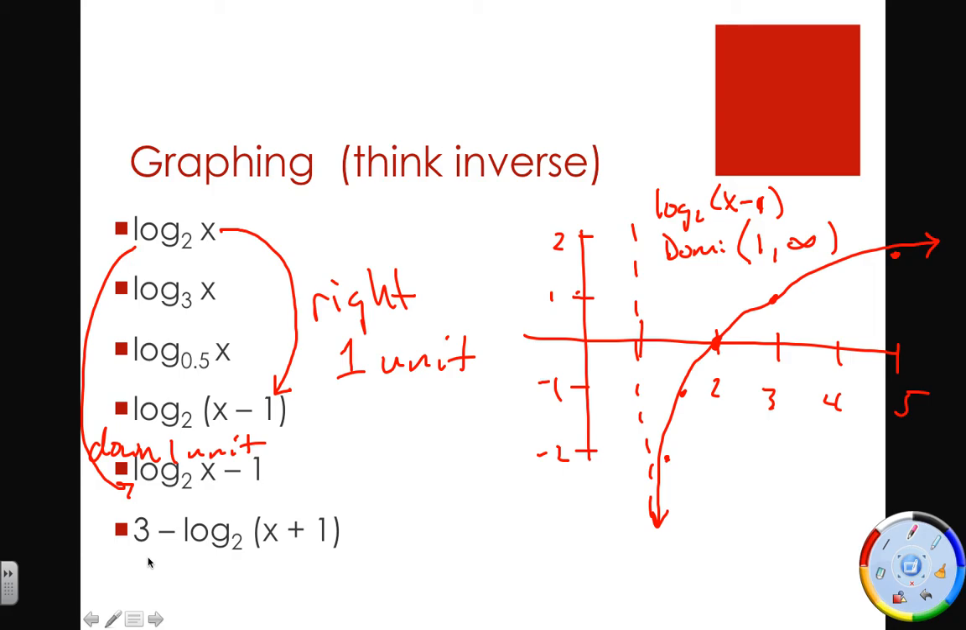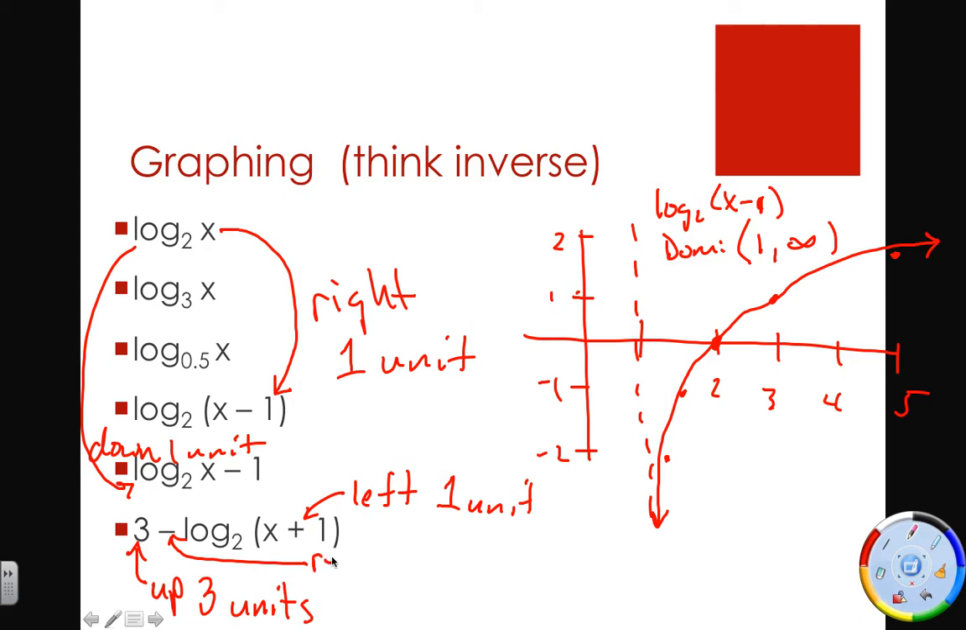All right, and then I just kind of wanted to throw everything in here. Notice I'm using the log base 2 just as an example. But we can still think about what all this stuff's going to do. This is up 3 units. This is left 1 unit. And don't forget the minus here. The minus is a reflection over the x-axis. All right, so important little things there you got to pay attention to. And most of you are kind of catching on to this whole transformation thing, which is a good thing.